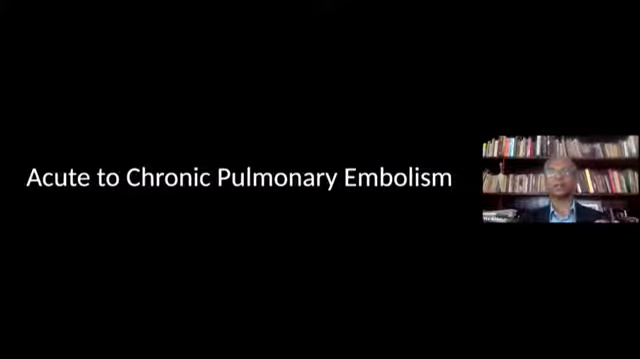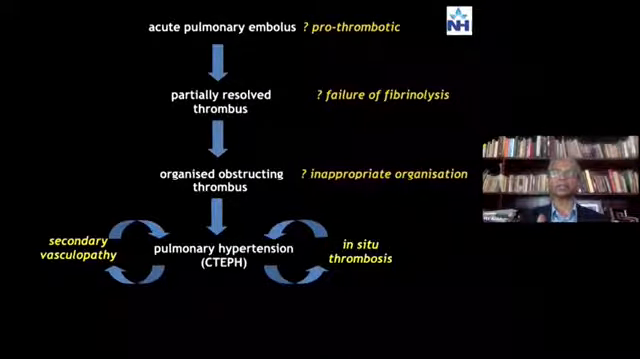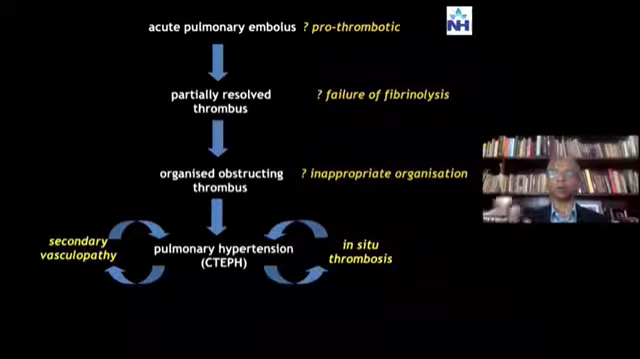A few lines on acute to chronic pulmonary embolism. Normally, when you have an acute pulmonary embolism, it has happened because of a prothrombotic state, temporary or permanent, and it usually resolves. But if there is failure of fibrinolysis, it goes on to develop obstruction and gets organized. This is due to inappropriate organization. This leads to pulmonary hypertension, which being chronic is called chronic thromboembolic pulmonary hypertension, and this leads to various sequelae.